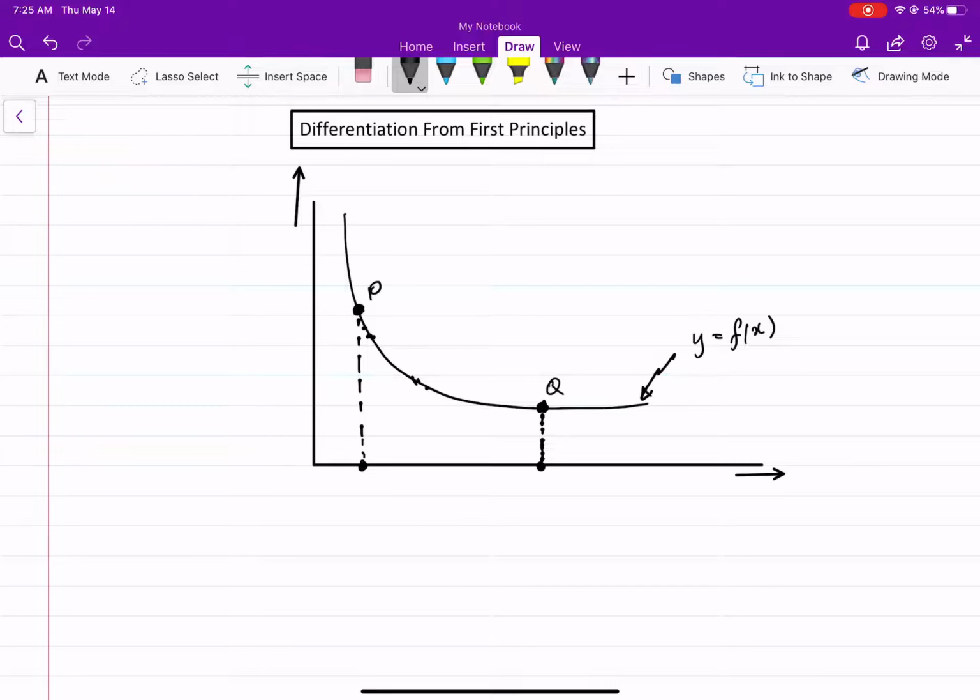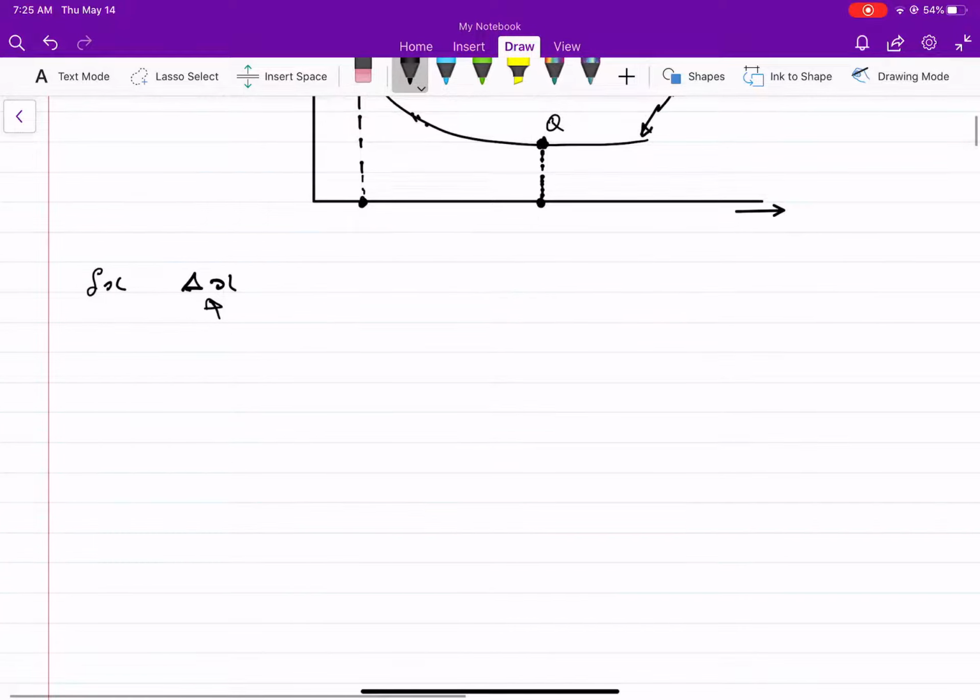I'm also going to use this concept of delta x. Delta x written this way, not this delta x. The delta x written with a triangle means a change in x. Delta x written this way means an infinitesimally small change in x. Very, very tiny change in x.